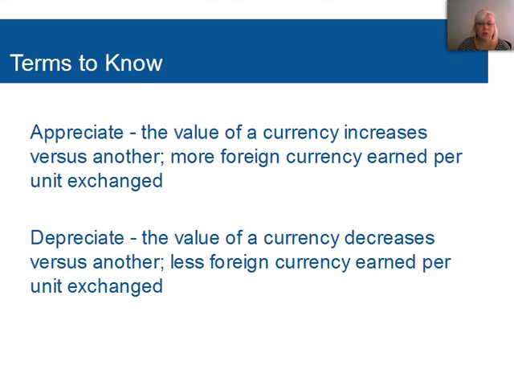Two terms to be familiar with are appreciate and depreciate. When the price of a currency increases, it is said to have appreciated. This means you are earning more foreign currency for each dollar exchanged, and that's because the price of the dollar has increased. Conversely, when the price of a currency decreases, it is said to have depreciated, and this means you are earning less foreign currency for each dollar that you exchange. This fluctuation of the currency means that you can pay a different amount of American dollars for a foreign product depending on when you buy it, even though the foreign price has stayed the same.